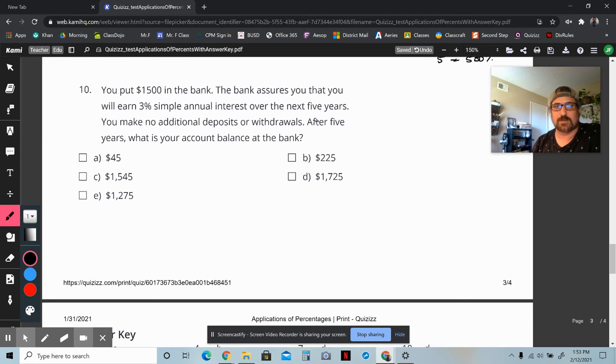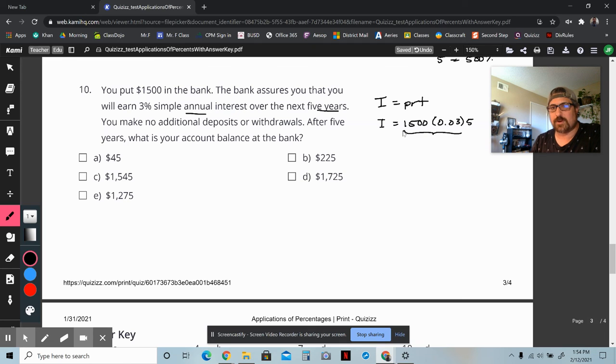When you're doing this one, you put $1,500 in the bank. The bank assures you that you will earn 3% simple annual interest over the next 5 years. You make no additional deposit withdrawals after 5 years. What is your current balance in the account? So this one's just going to be I equals PRT. So interest is going to be equal to the principal, $1,500, the amount of money borrowed or lent, times the rate, which is 0.03. It's an annual rate, and it's for 5 years. So you're going to times that by 5.